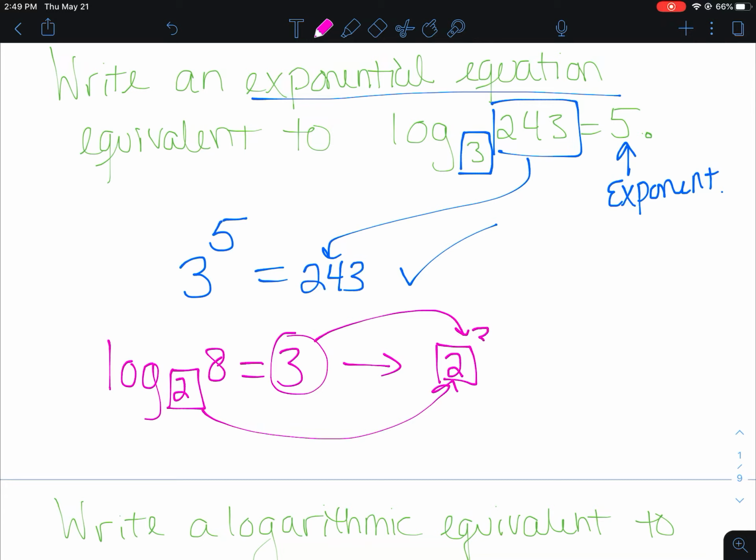What's on the right side of the equal sign is the exponent, so 2 to the third. And then what you're taking the log of becomes the answer. So 2 to the third is equal to 8. Well, is 2 to the third equal 8? Yeah. So again, it sort of mentally checks.